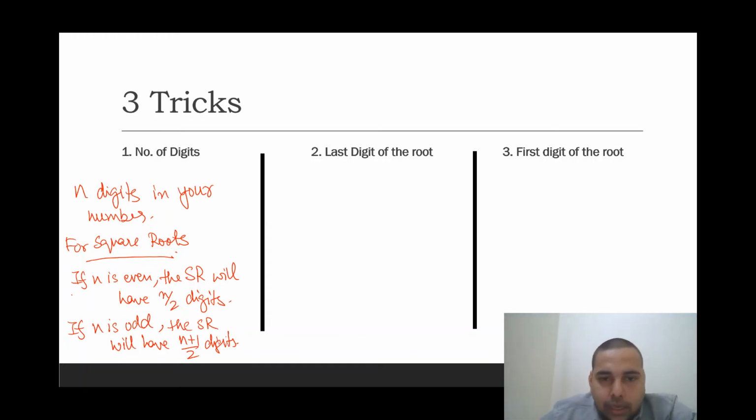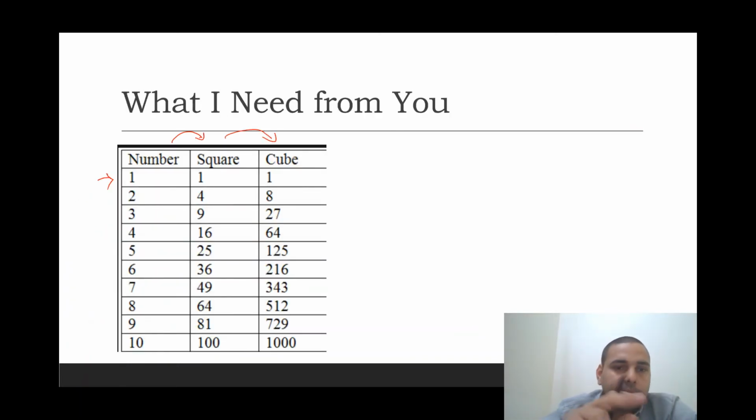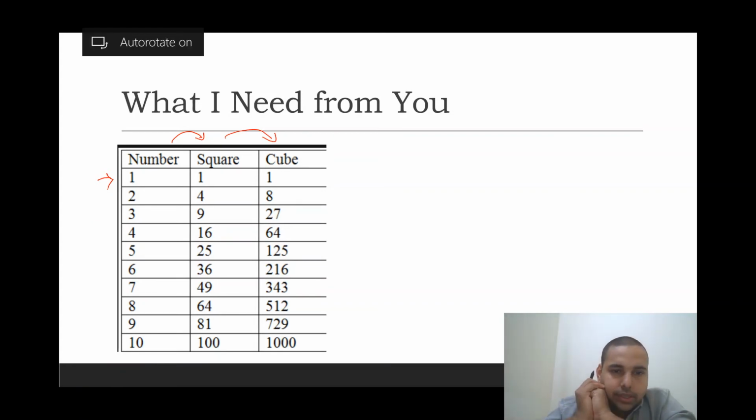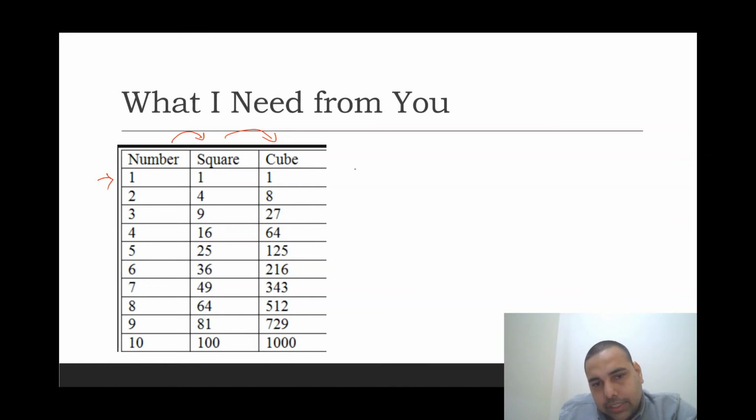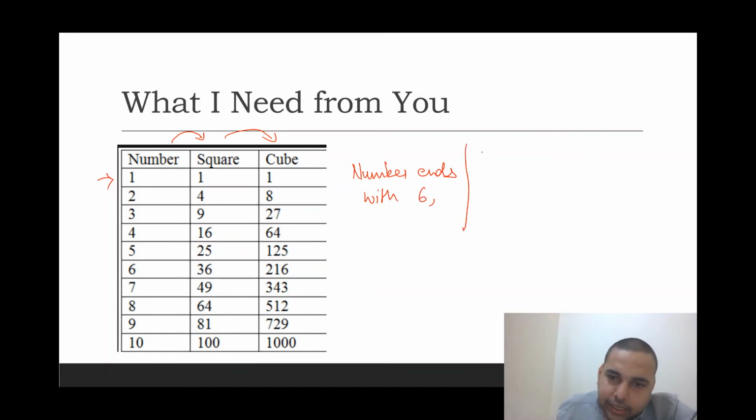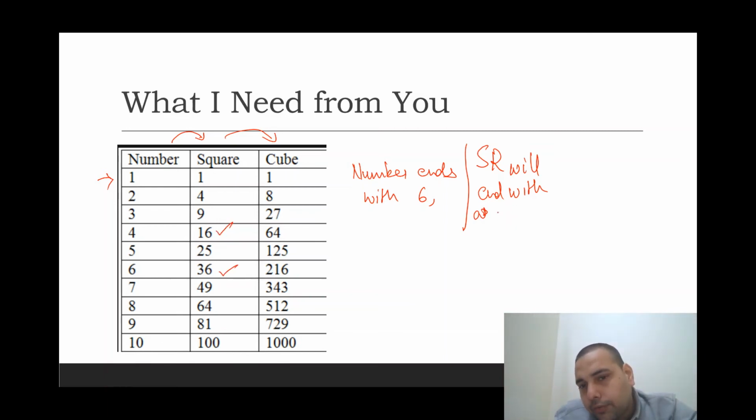Alright, now how do I figure out the last digit of the root? And this will help if you can memorize these numbers, right? For example, if you notice, if my number ends with 6, I can definitely say that my square root, if the number is a perfect square, will end with, let's see, where am I getting 6? I'm getting 6 here, I'm getting 6 here. So it can end with a 4 or a 6.